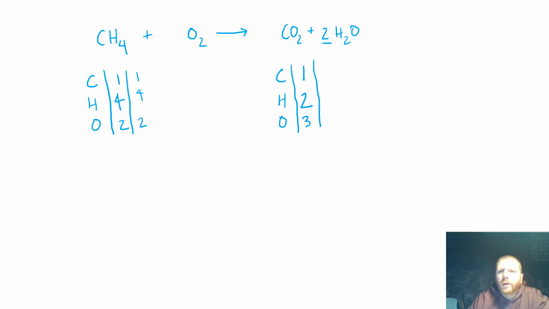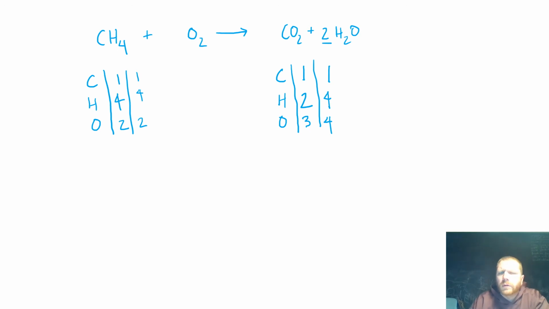1, 4, 2. On my product side, did that change? Did the presence of this 2 coefficient in front of H2O, did that impact our carbon numbers? No, it didn't. Did it impact our hydrogen numbers? You betcha. We're up to 4 hydrogen. Now, with respect to our oxygen, well, we have 2 oxygen in the CO2 molecule, and now that we have 2 H2Os, we have 2 oxygen there. So our grand total of oxygen on our product side is 4. What we did whenever we added that 2 was we were able to change our number of oxygen from an odd number to an even number.